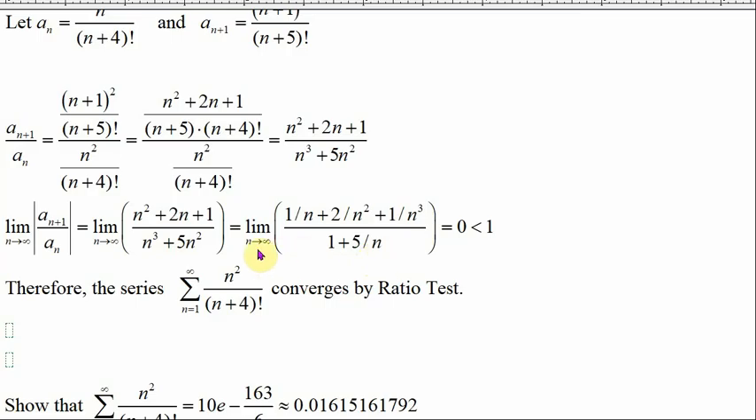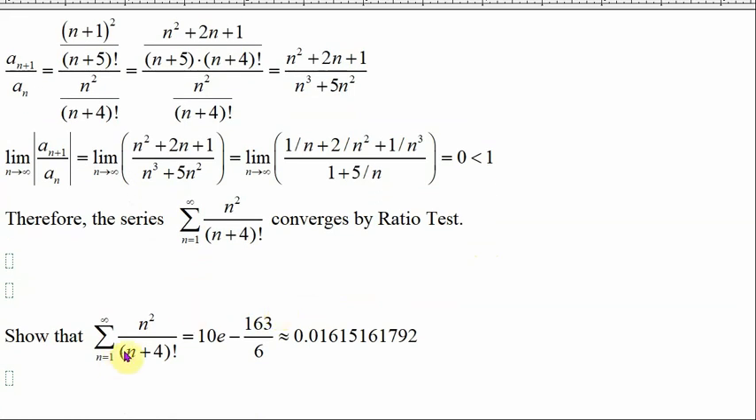And then we can see that as n approaches infinity, each term up here will approach 0, and the 5 over n also approaches 0, so for the whole thing we get 0, which is less than 1. So the limit of the ratio a sub n plus 1 and a sub n as n approaches infinity is less than 1. And therefore, by the ratio test, this series with n squared over (n plus 4) factorial converges.